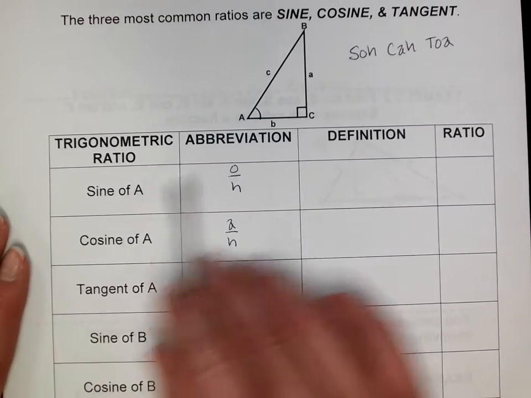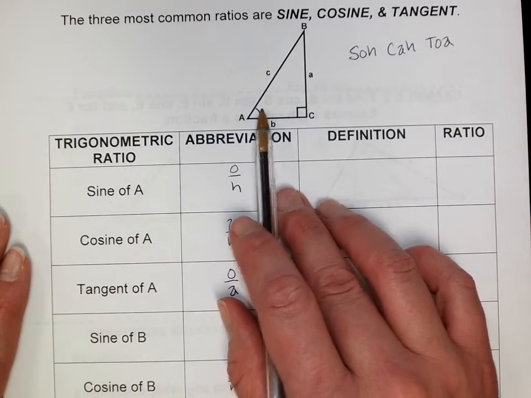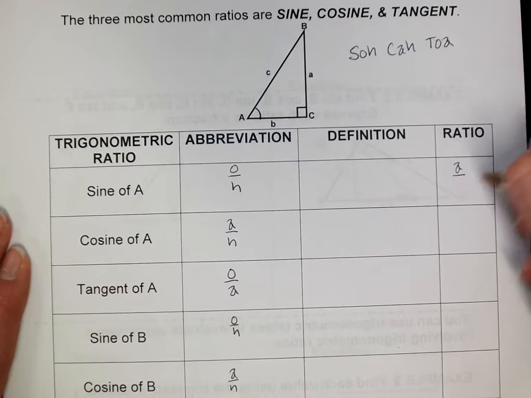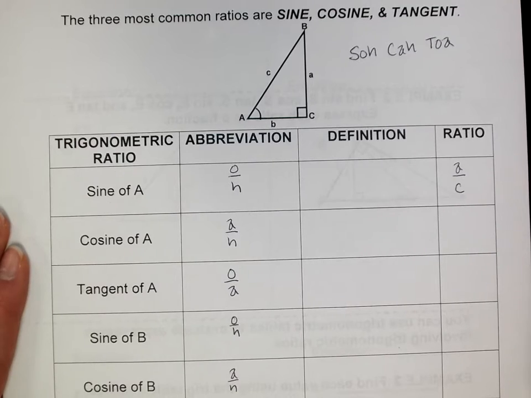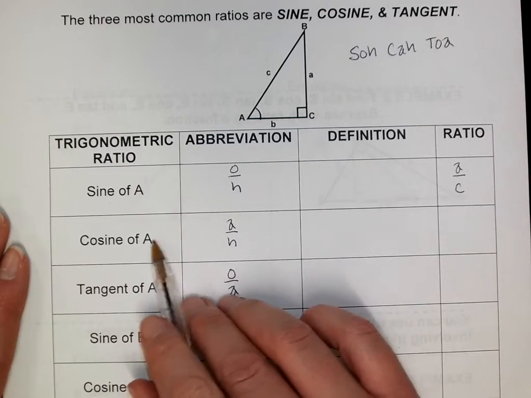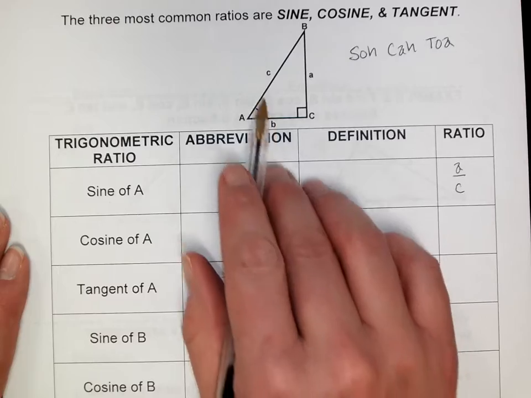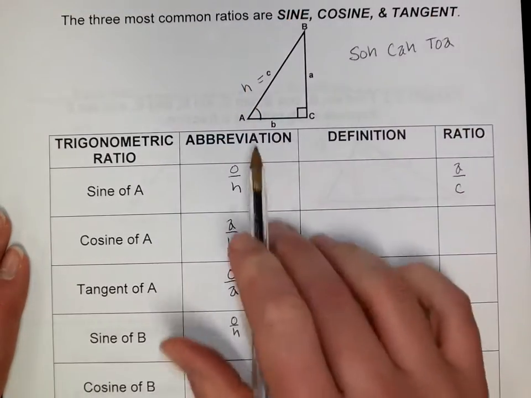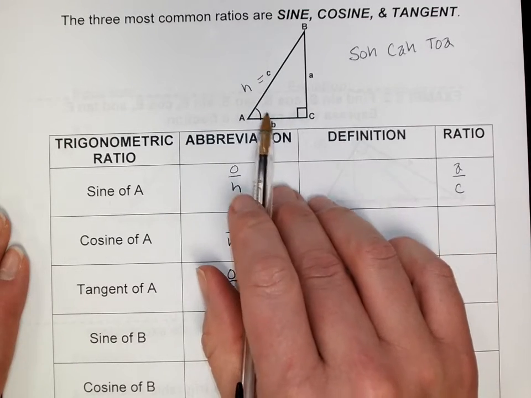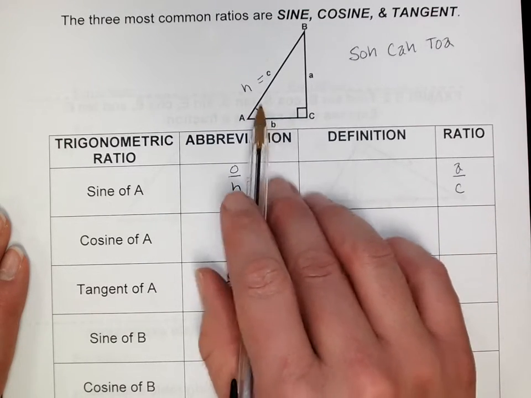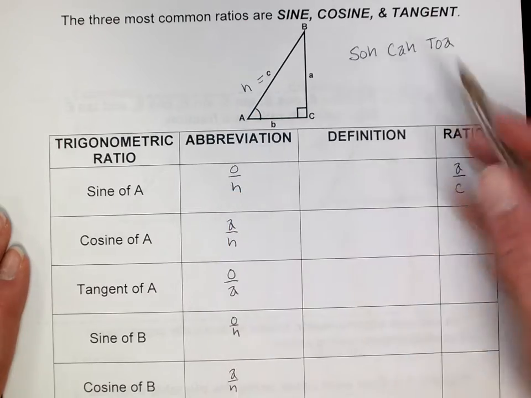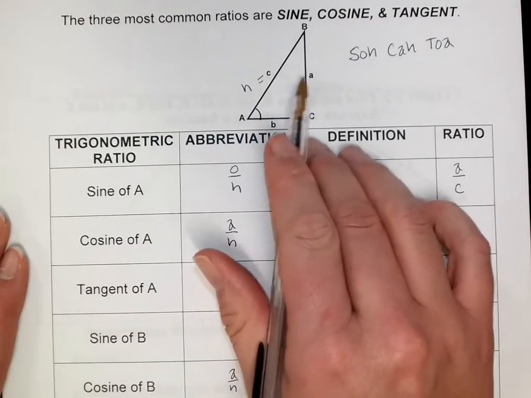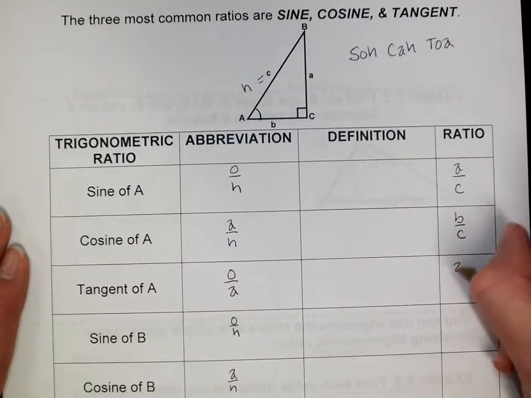So looking here at sine of A, if this is my angle, my opposite in this case is A over the hypotenuse, which is C. Cosine is going to be adjacent over hypotenuse. Again, it's important to know which one is the hypotenuse. This side's going to be H on both of them, but depending on which angle we're working from is going to determine whether it's adjacent or opposite. So adjacent for this one is going to be B over C. And then opposite over adjacent, A over B.